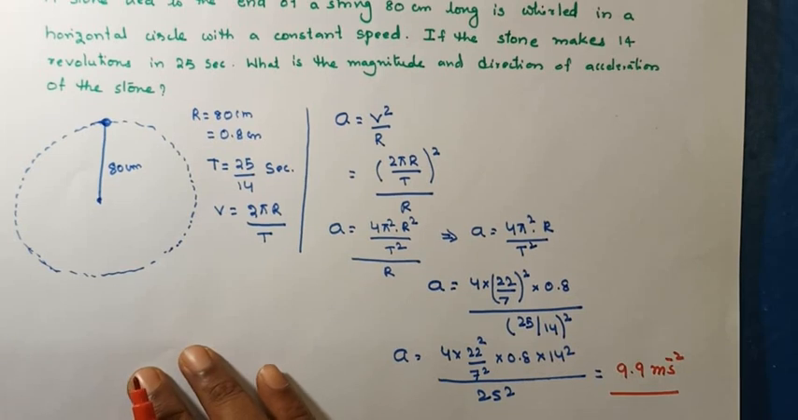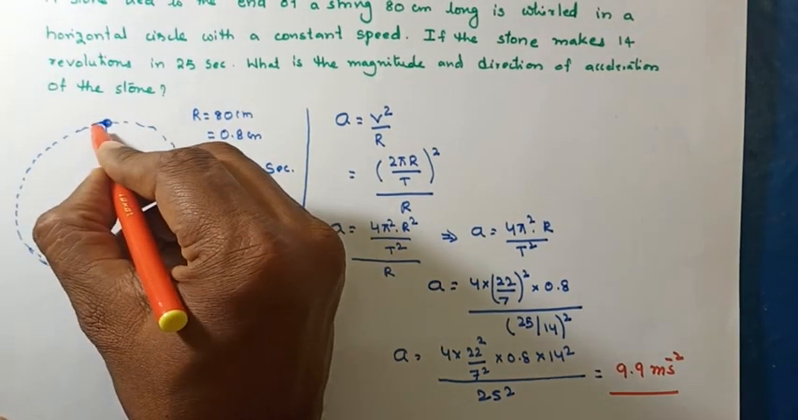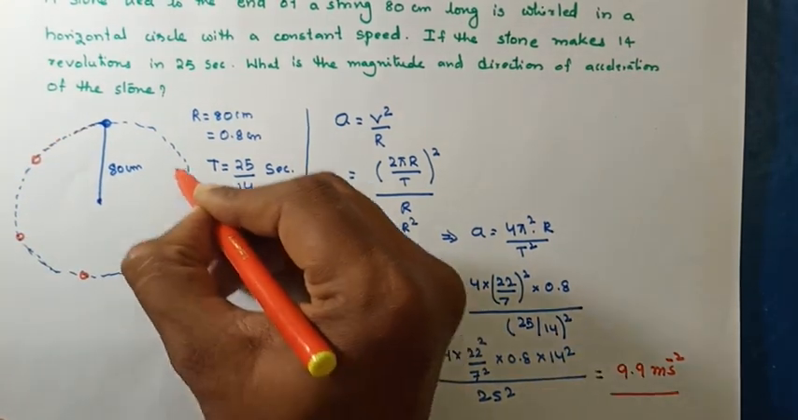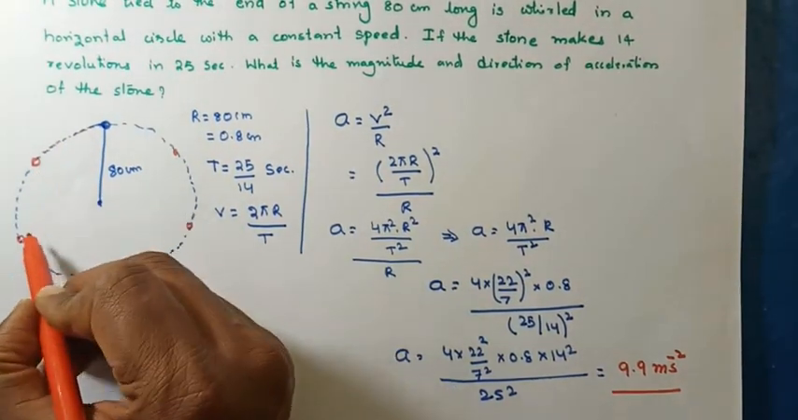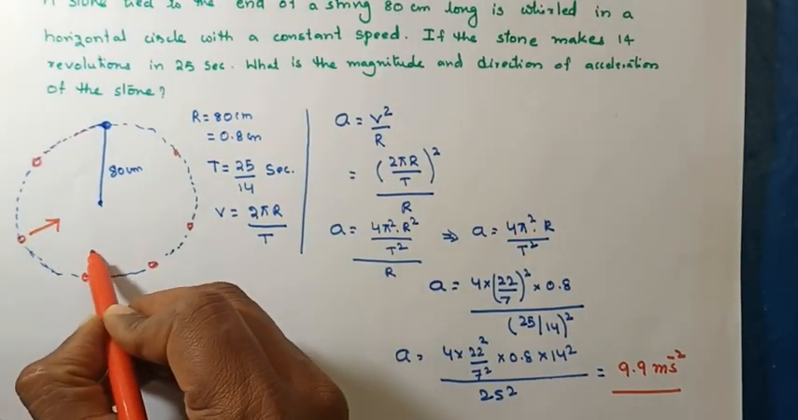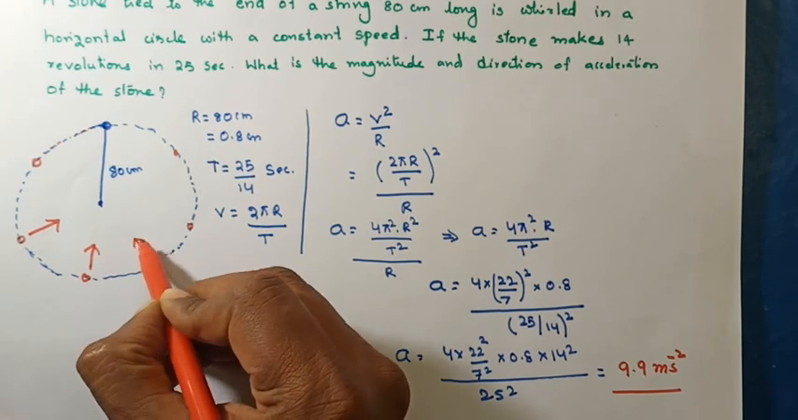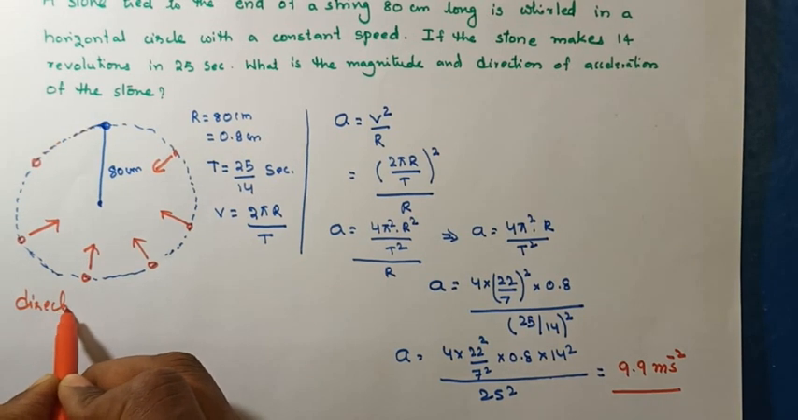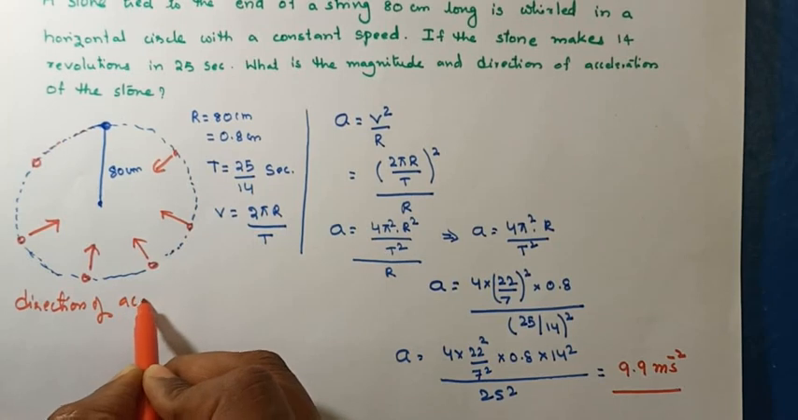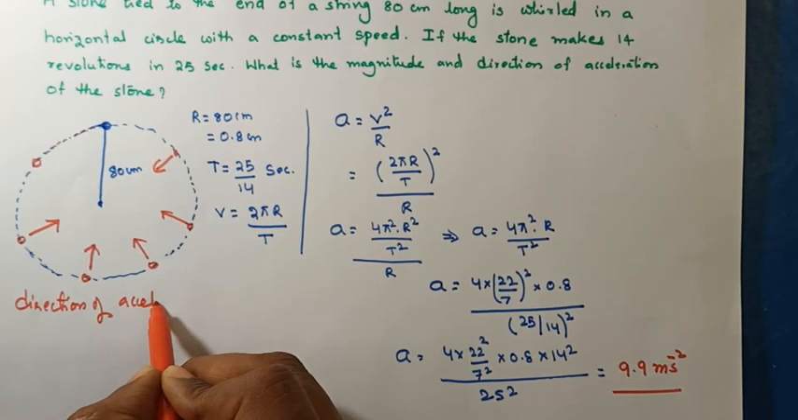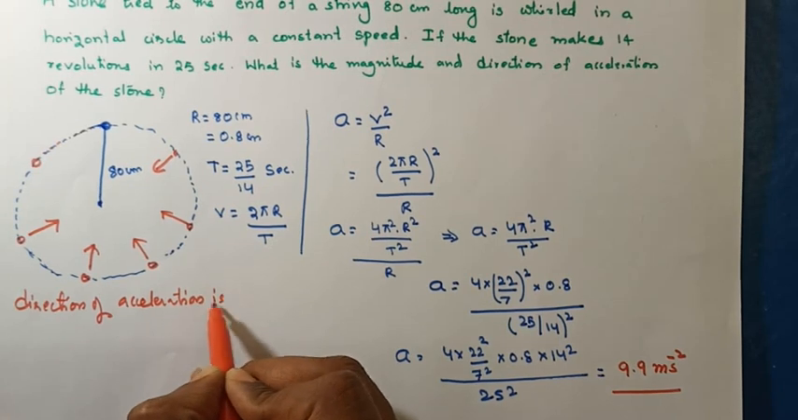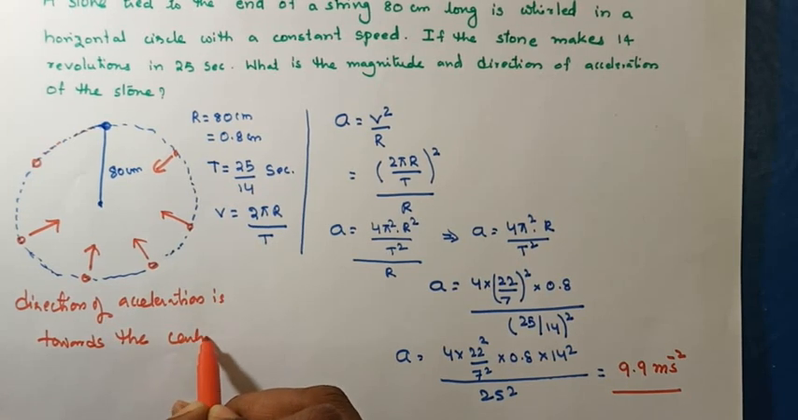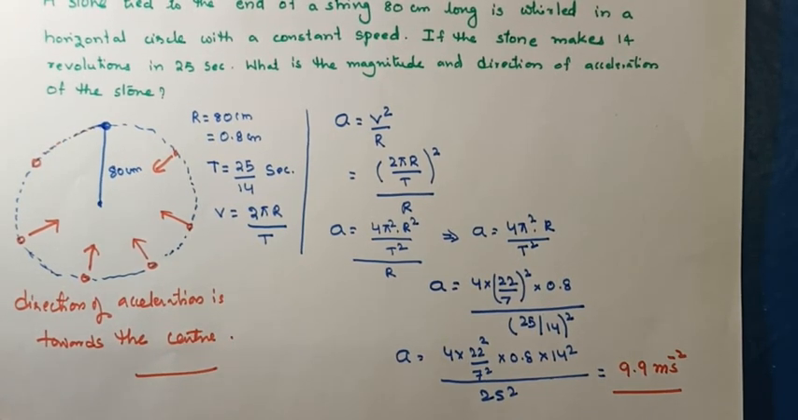Now what is the direction of the acceleration? See, this is the stone here. The acceleration is always towards the center, which is centripetal acceleration. The direction of acceleration is towards the center.